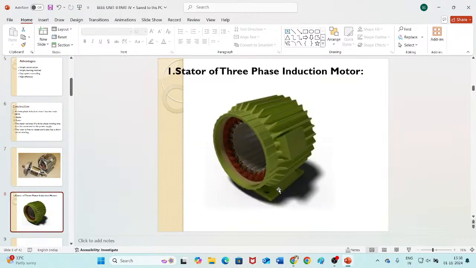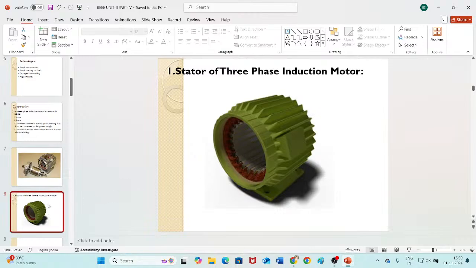This is the stator of the three-phase induction motor. It is the stationary part of the motor. It is made up of a steel frame which encloses a hollow cylindrical core. The core of this three-phase induction motor is made up of silicon steel laminations.